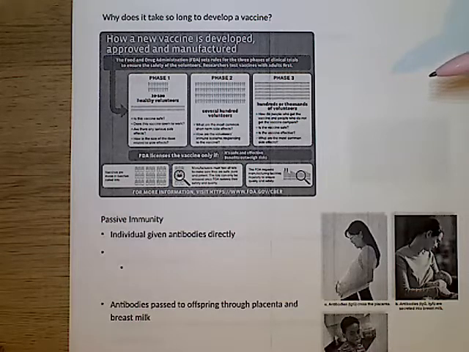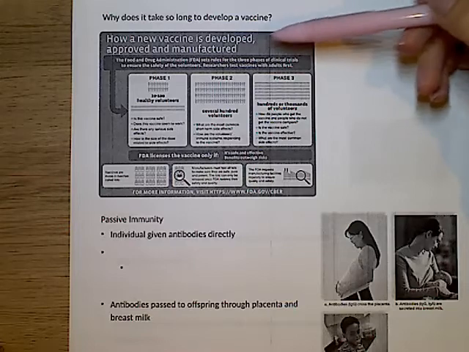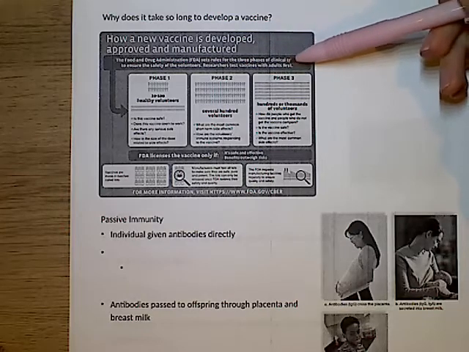And there were some problems with the polio vaccine. There were some bad batches that actually ended up giving kids polio. So vaccines are highly regulated. So, how a new vaccine is developed, the FDA has three phases.